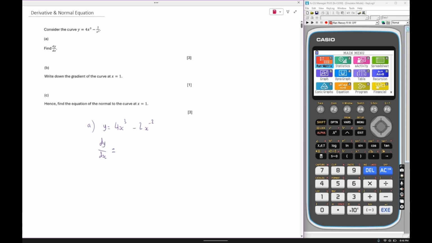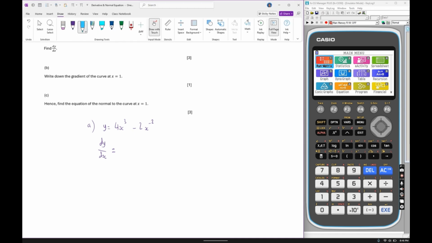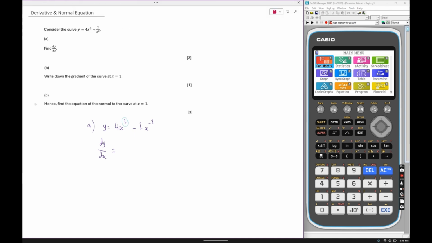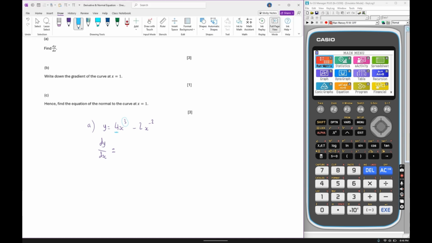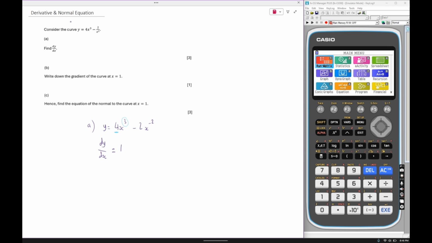This is where I do my little rule of derivatives. I'll get a different color. I'm going to take the power and multiply it by the coefficient, and then I'm going to drop the power by 1. So let's do that. I'm going to have 3 times 4 is 12, x to the power of 3 minus 1, which is 2. Let's do it again for the next term. Negative 2 times negative 2 is positive 4, so plus 4 x to the power of negative 3, because negative 2 minus 1 is negative 3.